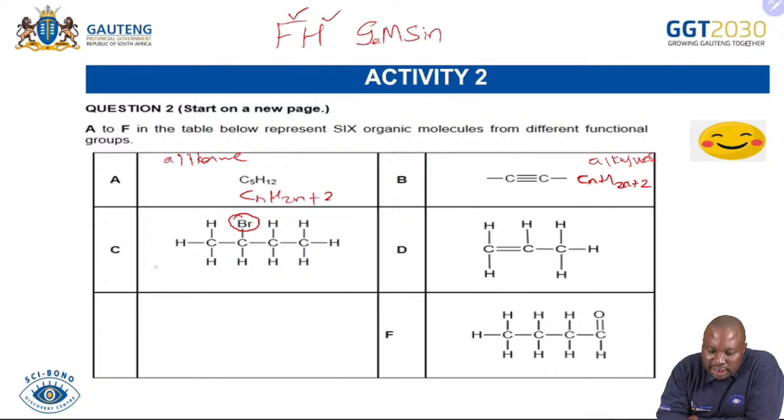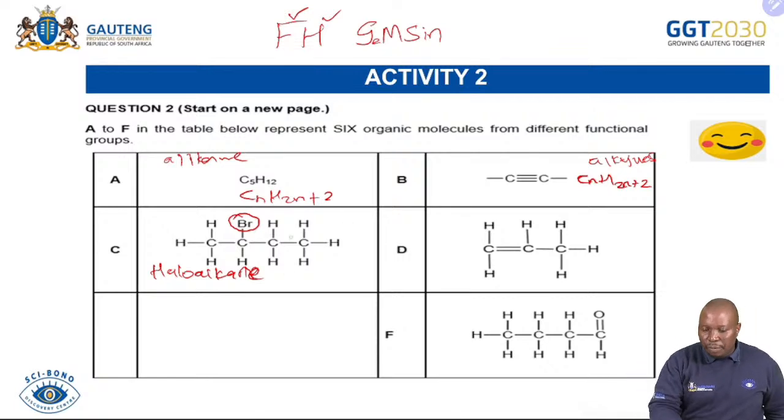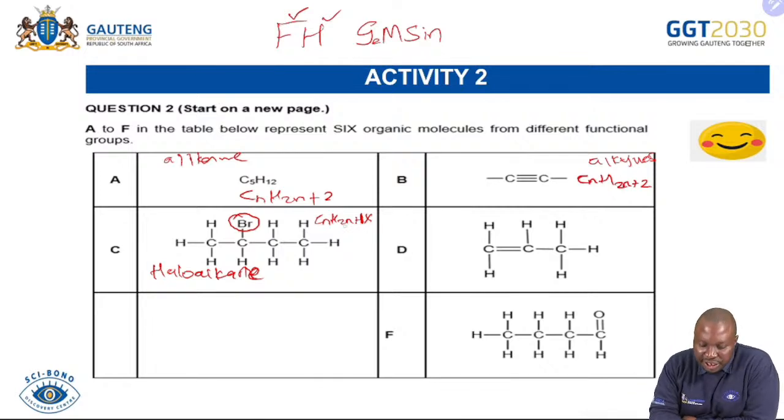What is the homologous series? It is haloalkane. So you are able to say, okay, haloalkane is the homologous series. Then what is the general formula? Remember the issue of general formula? The general formula for haloalkanes is CnH2n plus 1X, because we are simply replacing or substituting one hydrogen with a bromine. So you know that the general formula will be that one.